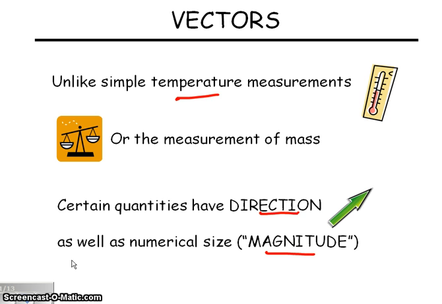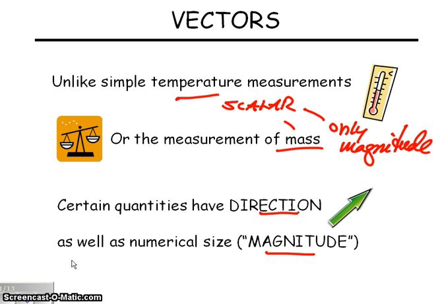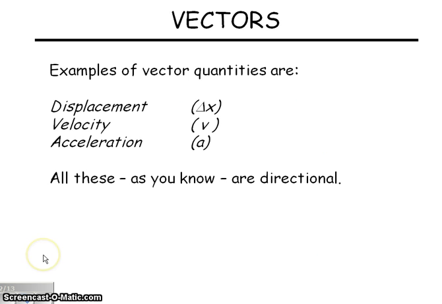Temperature is a scalar, which means it only has a magnitude. And mass is a scalar. They only have magnitudes. They don't have directions. Temperature doesn't really have a direction. It just is. So that's the basics of a scalar versus a vector.